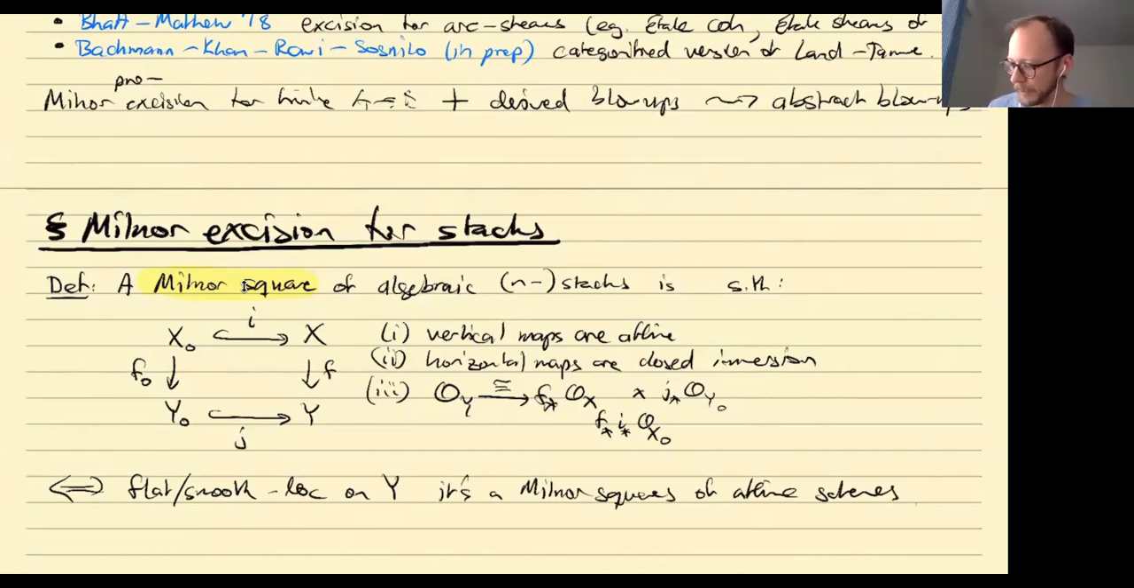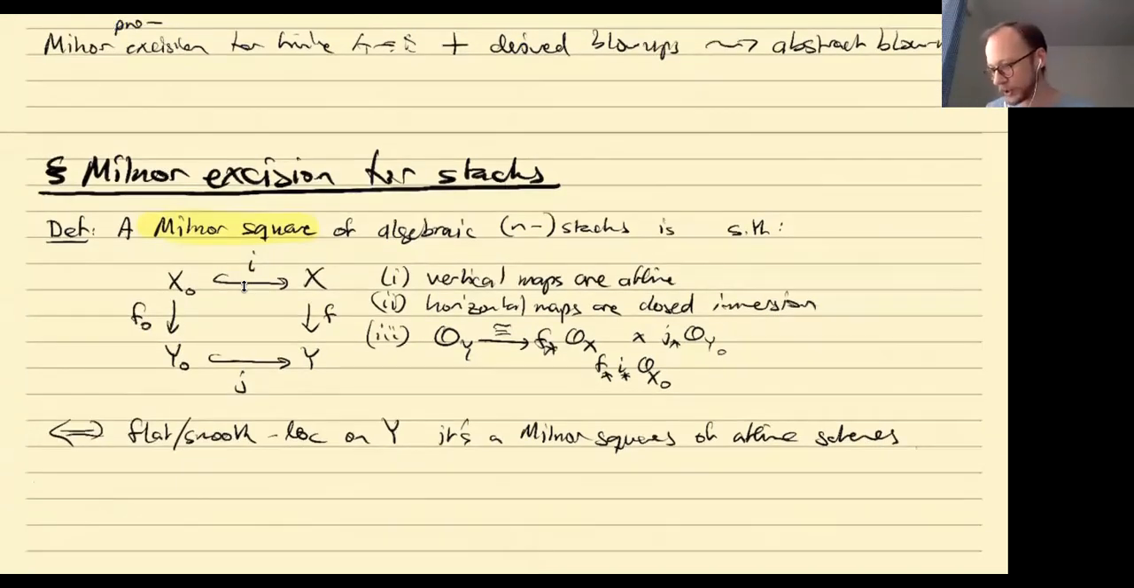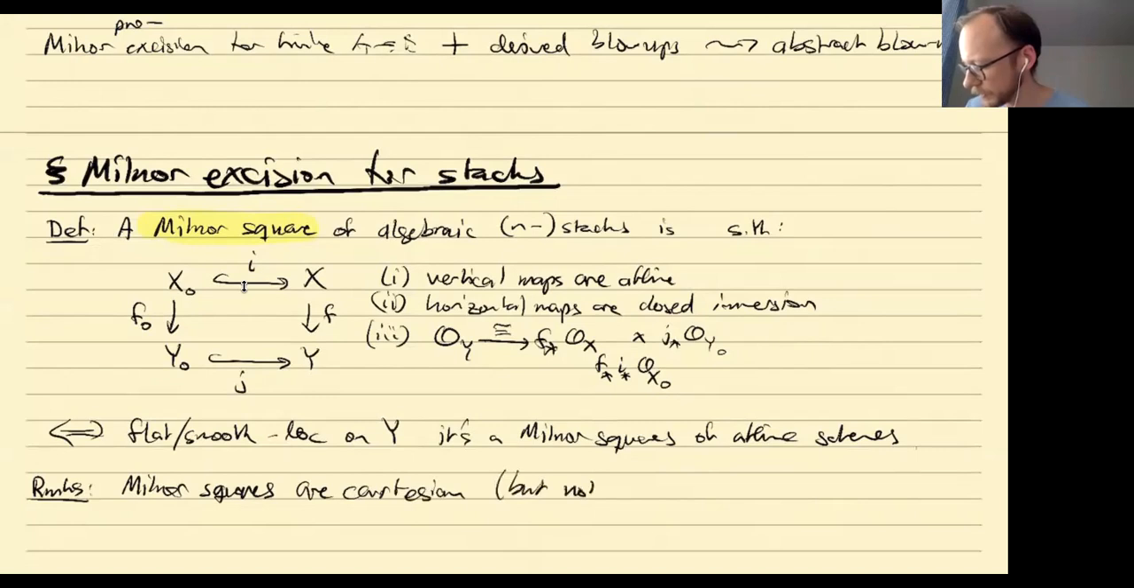And also, as before, we know that Milnor squares are Cartesian. In the ring case they are co-Cartesian, but here they are Cartesian. So Milnor squares are Cartesian, but not derived Cartesian. If you would like to do this for derived stacks, the right condition would be that it's Cartesian on the level of classical stacks, but not on the level of derived stacks.